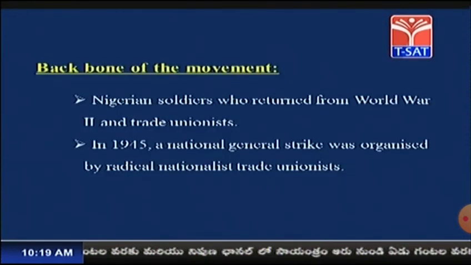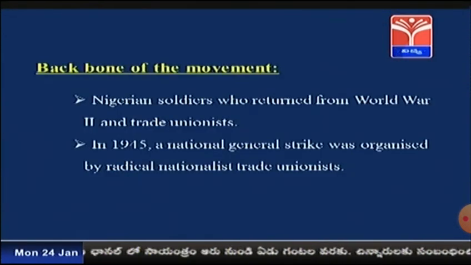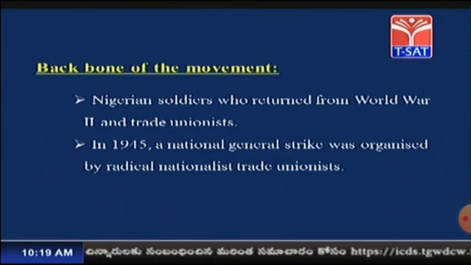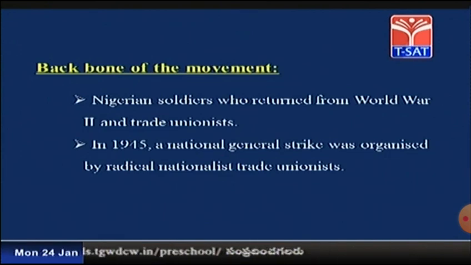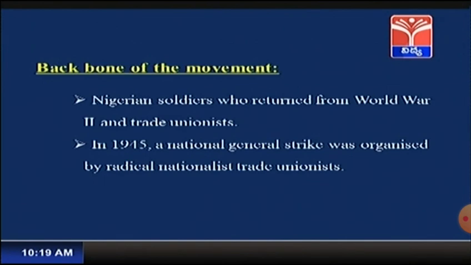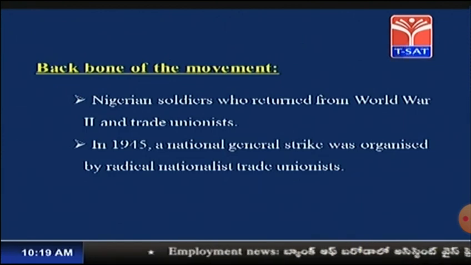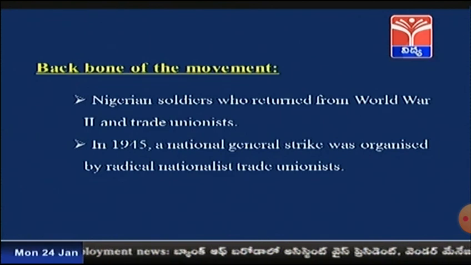And these soldiers who returned from World War II and also the trade unionists, that means the leaders of the associations of traders, the union leaders of the trade, they both became the backbone of the movement. That means they became the strongest persons to fight against the Britishers. So there was a general strike in 1945 by radical nationalist trade unionists.